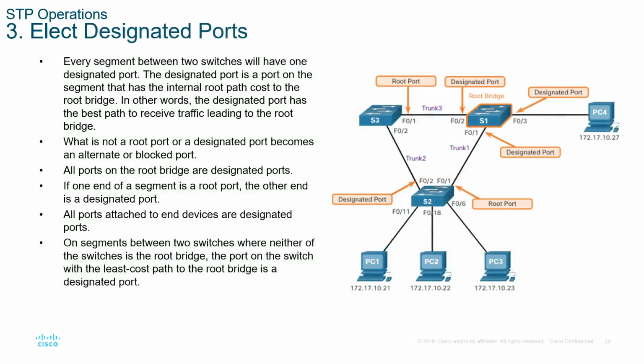Now, every segment between switches will have one designated port. The designated port, just like mentioned, is the port which goes to the root bridge with the lowest cost. The designated port is a port that has the internal root path cost to the root bridge. In other words, the designated port has the best path to receive traffic leading to the root bridge. Now, what is not a root port or a designated port becomes an alternate or blocked port.